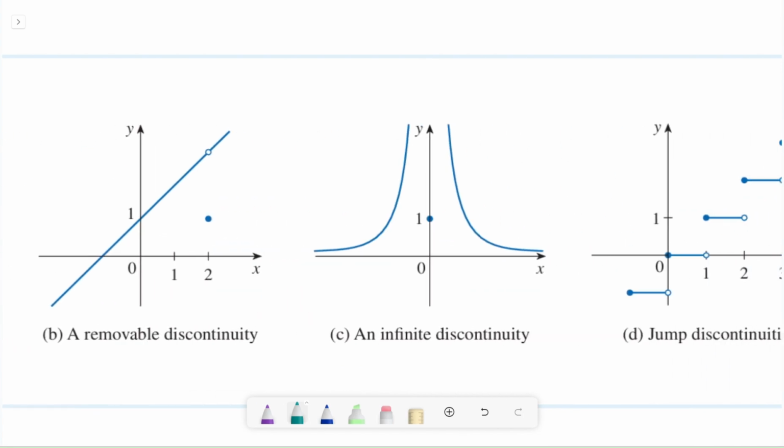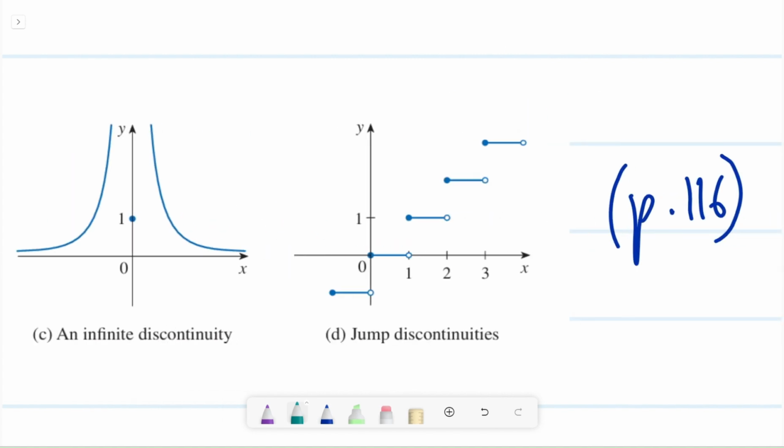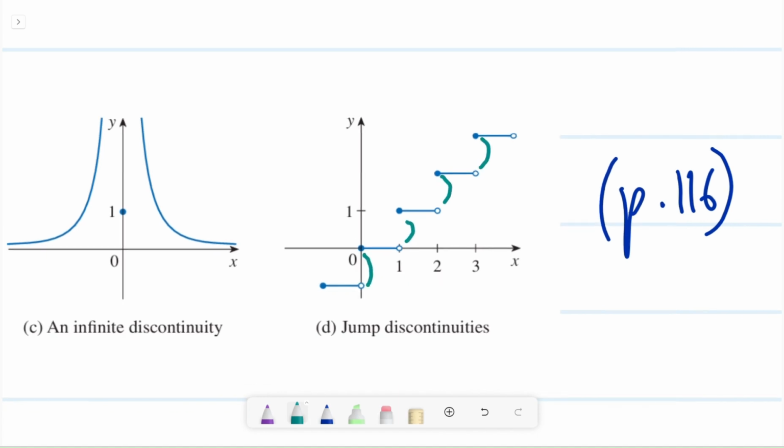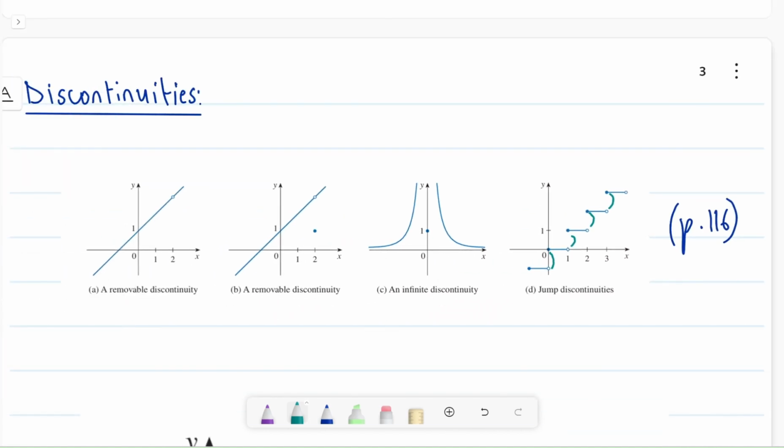Now, an infinite discontinuity is when the limit of the curve approaches infinity. It does not have to go to infinity on both sides, so even if we have one side that goes to infinity, this would still be an infinite discontinuity. Now, a jump discontinuity, as the name suggests, we are jumping. So there's a jump here, a jump here, a jump here, a jump here. As the name suggests, this is what we call a jump discontinuity.